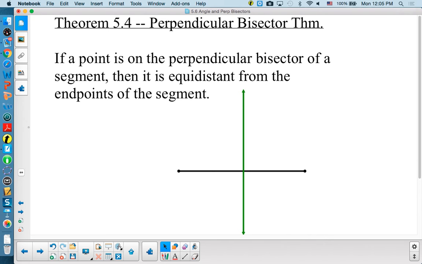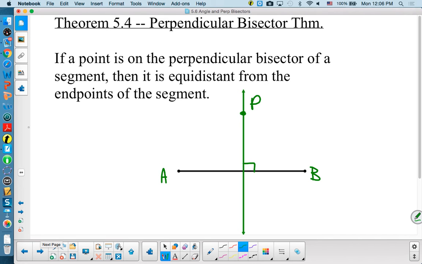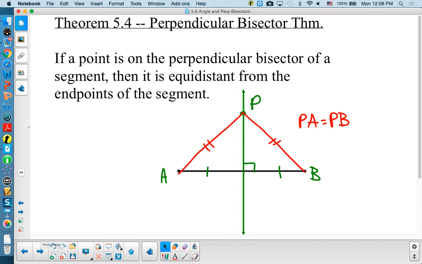Okay, so here's the theorem that goes with what you should have just explored. So your notes again. Theorem 5.4, perpendicular bisector theorem. If a point is on the perpendicular bisector of a segment, then it is equidistant from the endpoints of the segment. And I'm going to put back that picture that I had on the last screen. P, let's say that this is a perpendicular bisector. So then I'll change the color. PA is going to be the same distance as PB. Okay, pause the presentation until you're done with your notes.